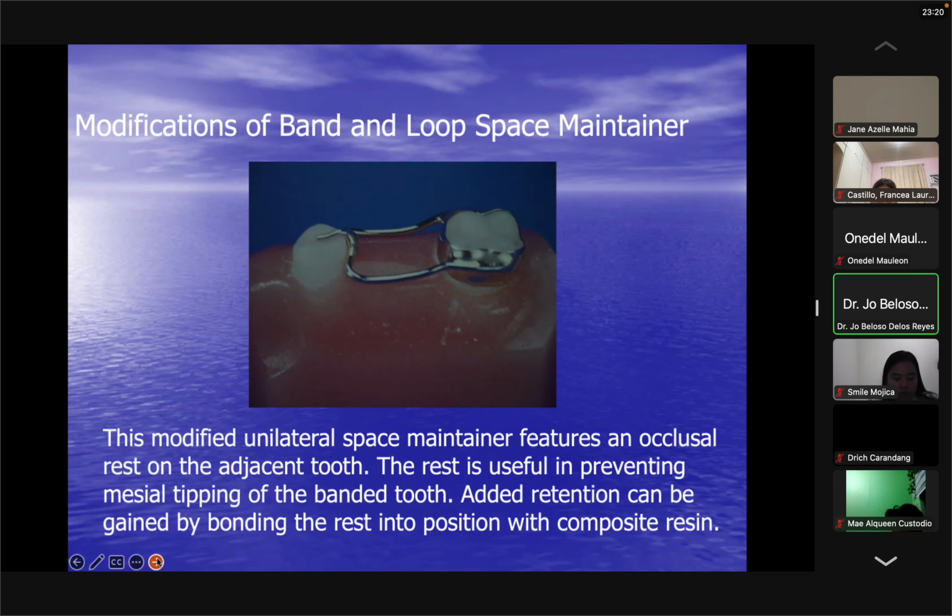This modified unilateral space maintainer features an occlusal rest on the adjacent tooth. The rest is useful in preventing initial tipping of the banded tooth. Added retention gained by bonding the rest into position with composite resin. Pero since ito naman ay temporary lang, kasi pag tumubo na yung ngipin, you remove this already. Ako, I don't cement this anymore, kasi when you need to remove it, magtatanggal ka pa ng composite.